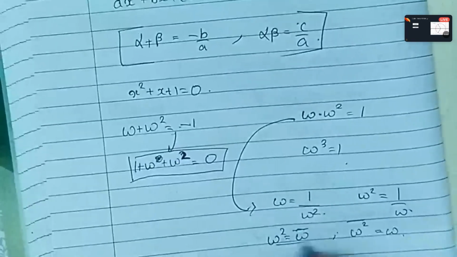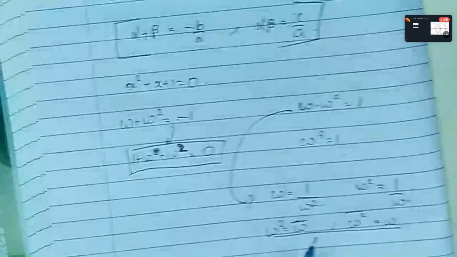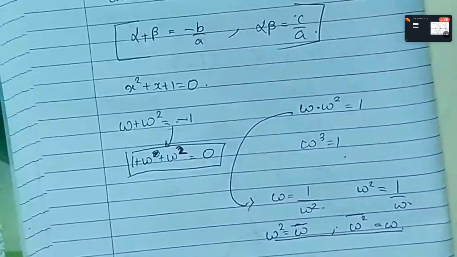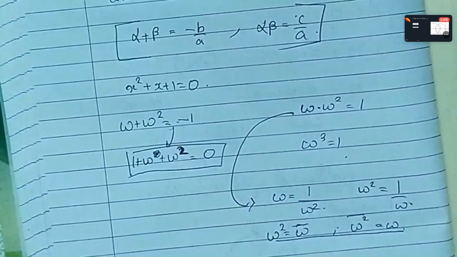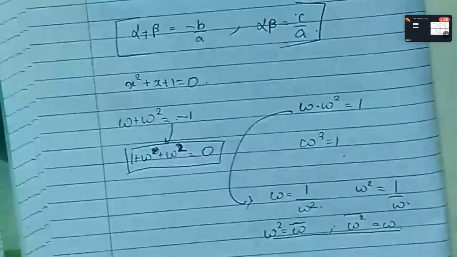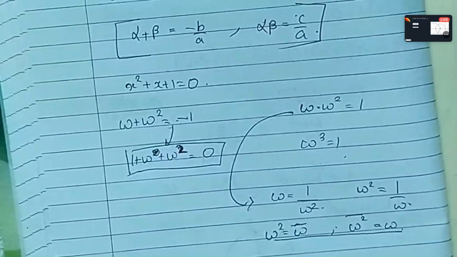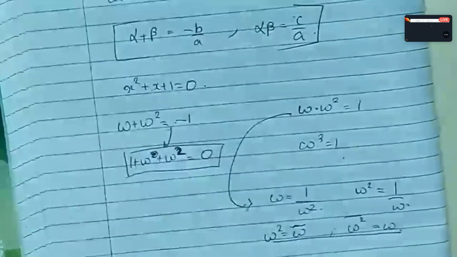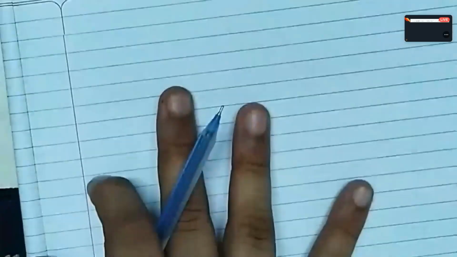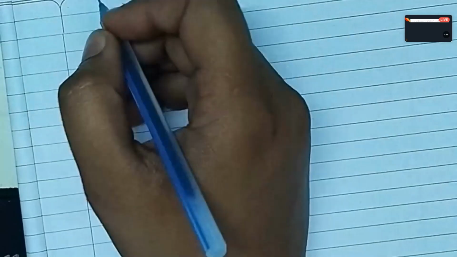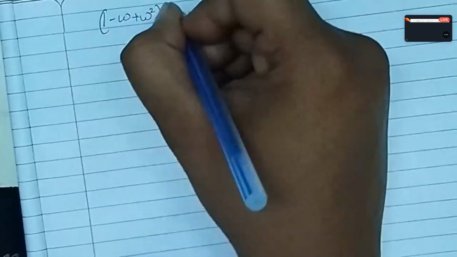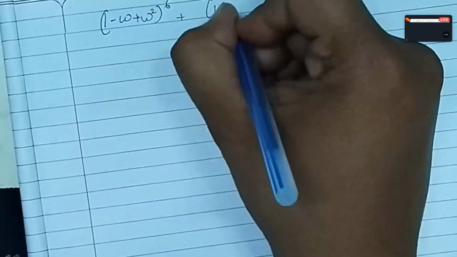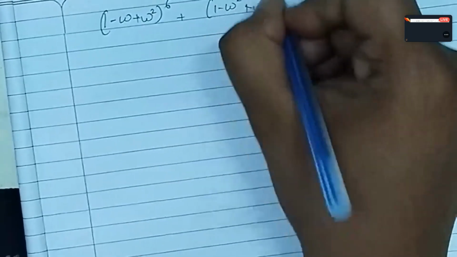This is also a property that we find out. A lot of manipulation can be done with these relations that exist between omega and omega square. If we see the next one, the given question is (1 minus omega plus omega square) raised to 6 plus (1 minus omega square plus omega) raised to 6.